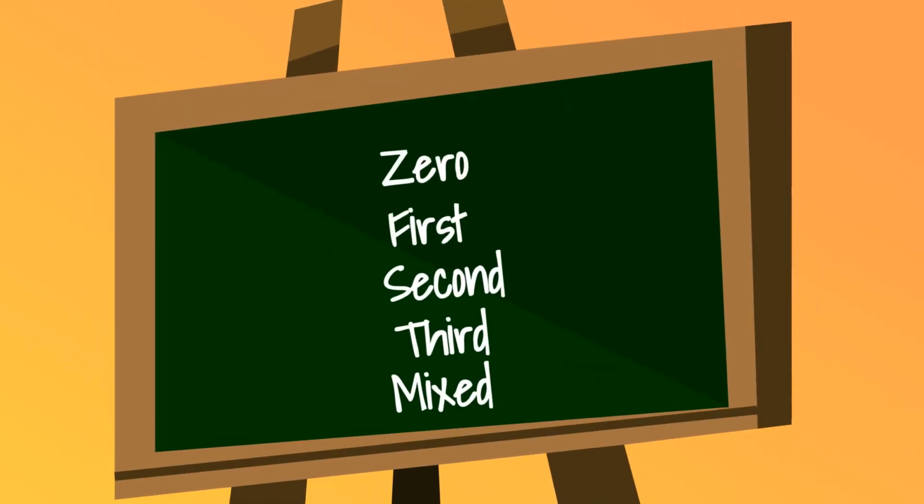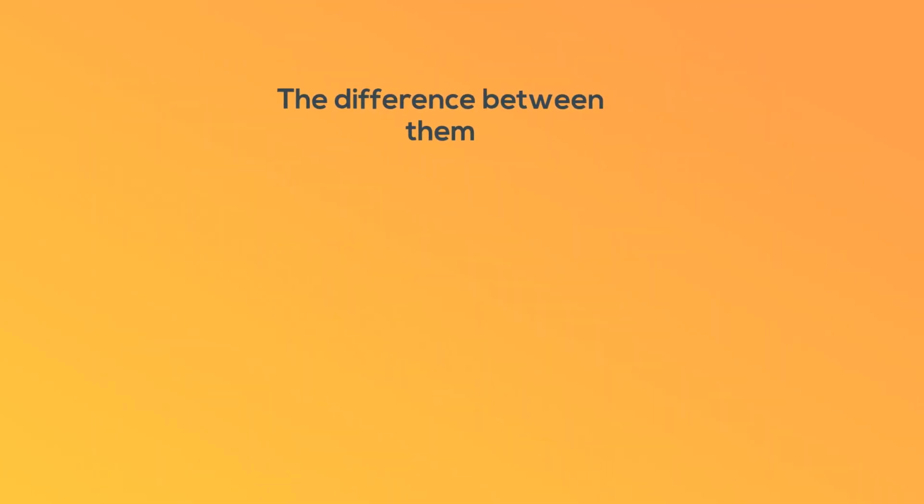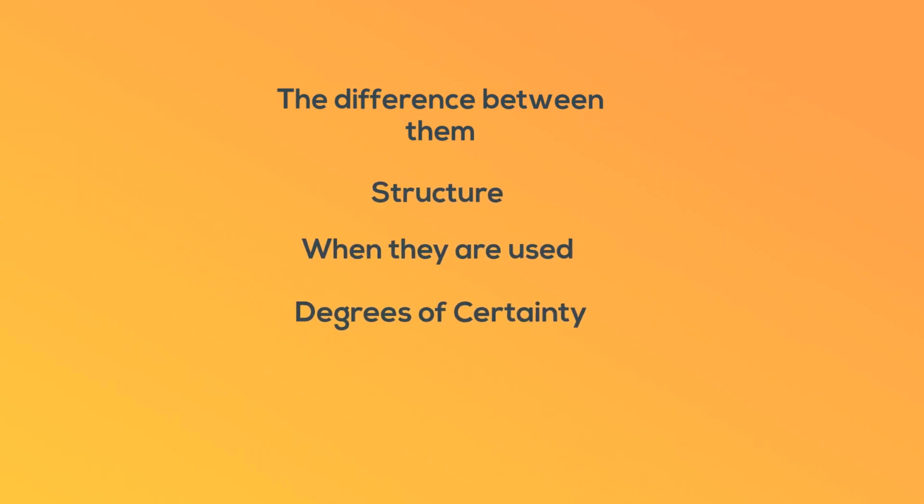In this video, we are going to look at zero, first, second, third, and mixed conditionals. We will look at the difference between them, their structure, when they are used, the degrees of certainty associated with them, and some examples.